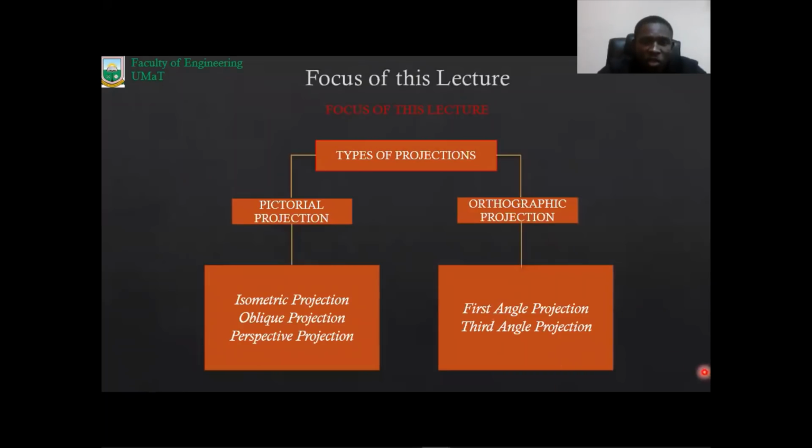So the drawings we are going to look at are restricted to the ones we have in this slide. We are going to look at two types of projections: pictorial projections and then orthographic projections. Under pictorial, we have isometric, oblique, and perspective drawings. And under orthographic, we have first and third angle projections.